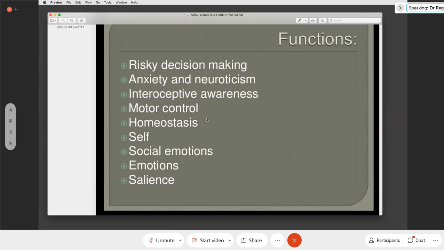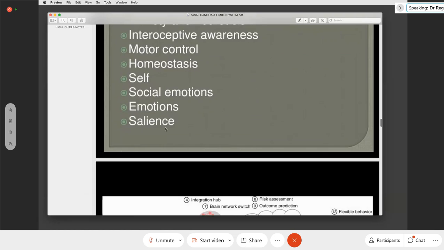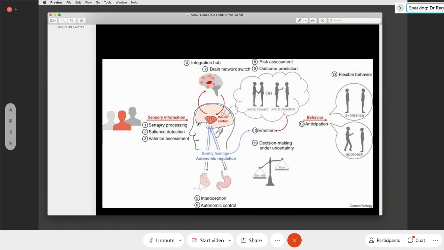Its functions include risk management, risky decision making, anxiety, and interoceptive awareness of our internal self and internal functions. Homeostasis and autoregulation also come from the insular cortex, as does salience behavior. So here is an interaction of some of the processes of the insular cortex. You process sensory information, then this information is integrated here. You have a feeling of how your internal organs are doing.